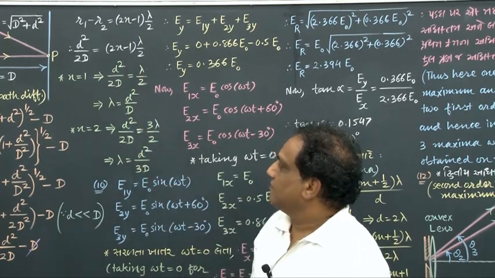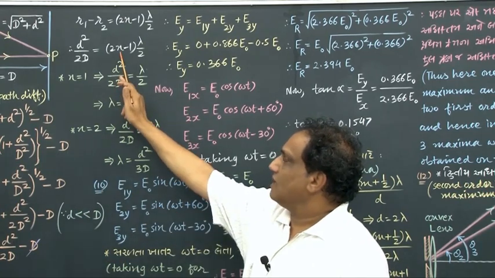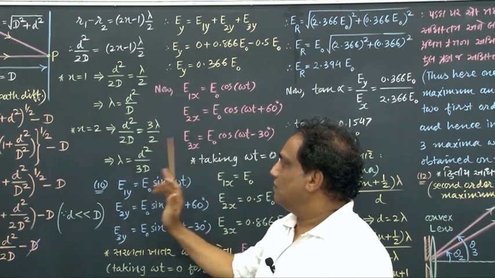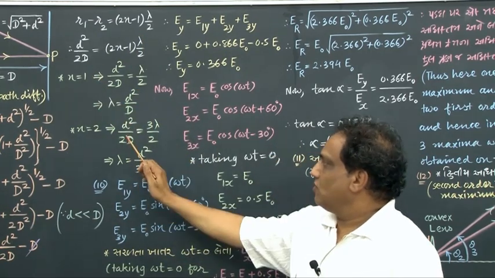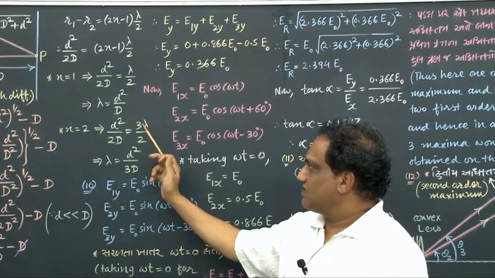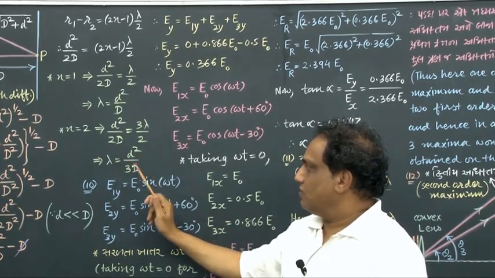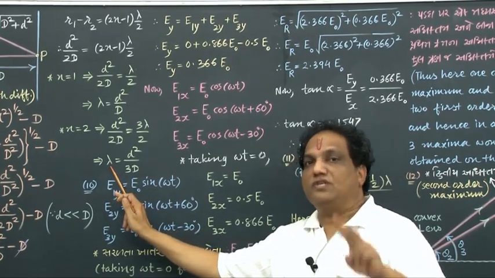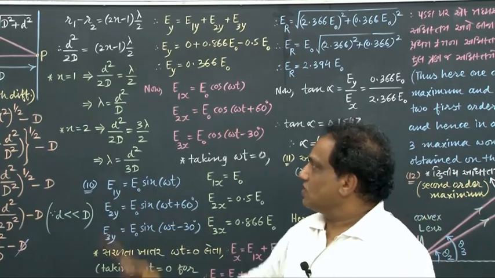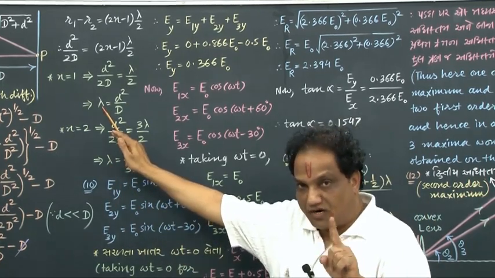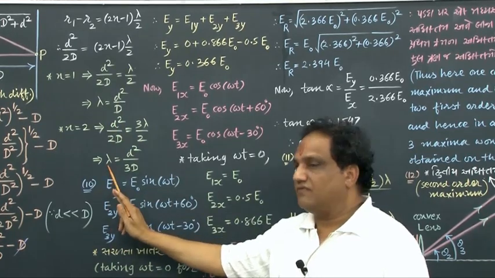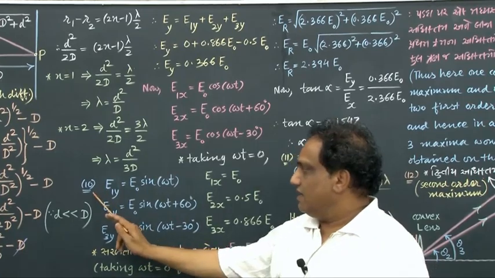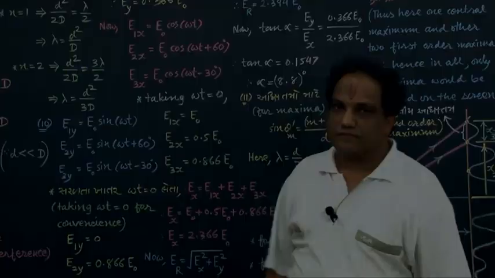Now put n equal to 2 here. 2 twos are 4, 4 minus 1 is 3. So 3 lambda by 2. The left side is as it is. And now 2 will cancel. To find out lambda, transfer this 3 into the denominator. So d square upon 3D. That is the wavelength for second order destructive interference. The earlier one was the wavelength for first order destructive interference, and this is the wavelength for second order destructive interference. Got it?